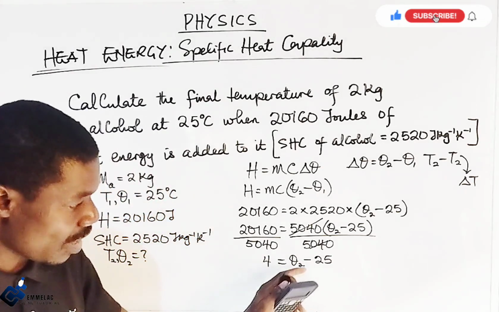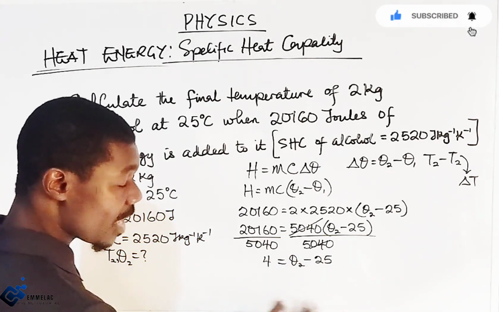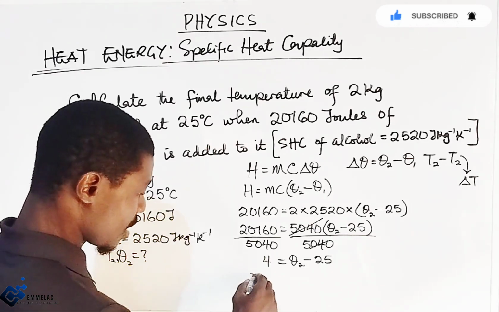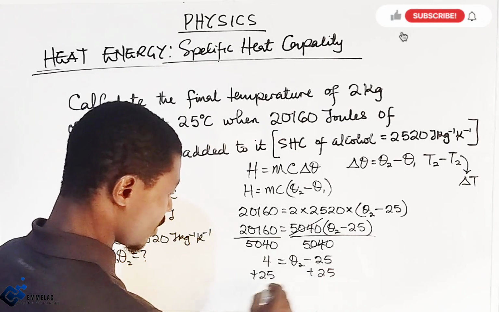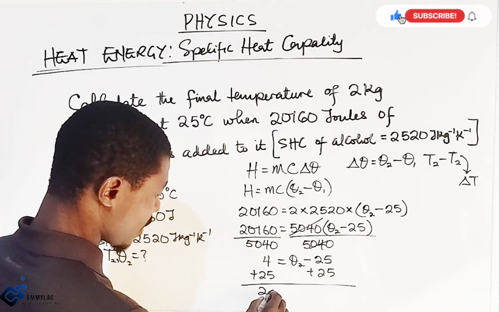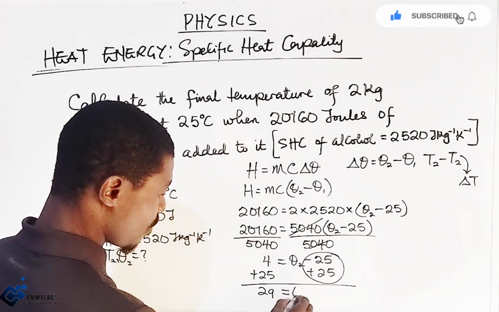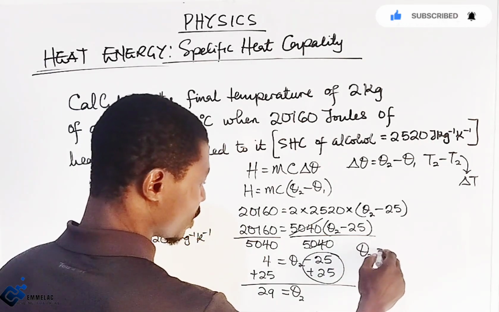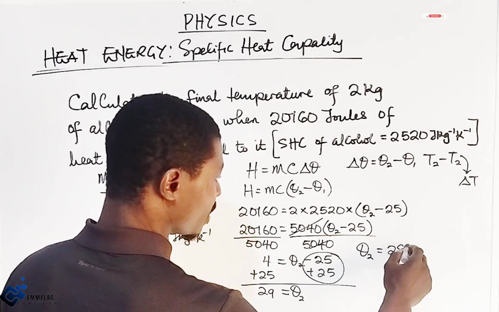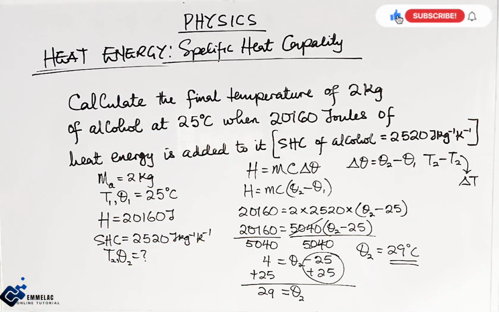Now since here we have negative 25, what we just need to do is add 25 to both sides. Add 25 here, add 25 here. Now this will give us 29, then equals the whole of this will give us 0. We are left with theta2. So our final temperature, which is theta2, is now 29 degrees centigrade.